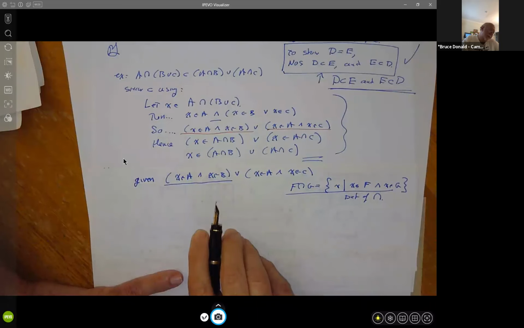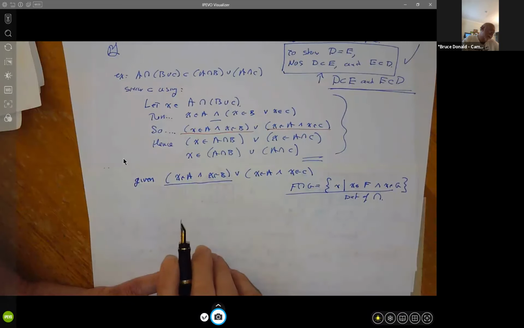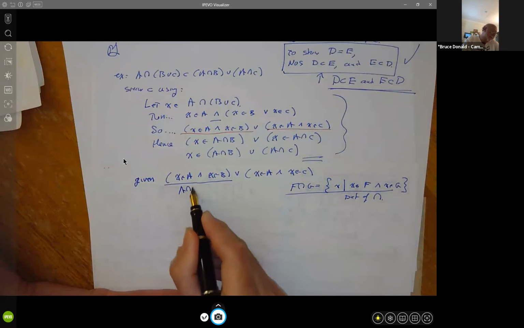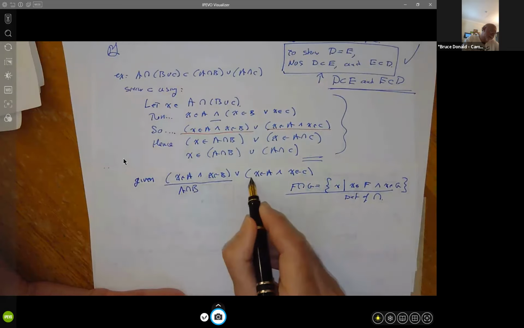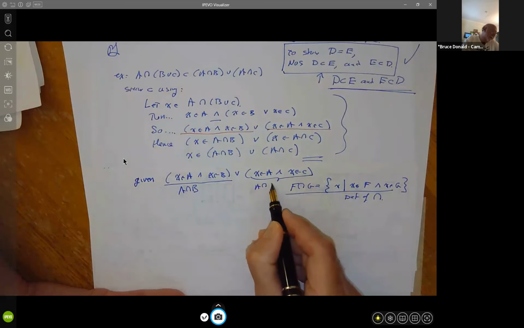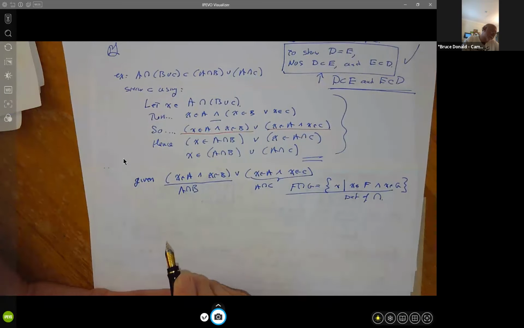X is the same. I let F be G. Sorry, I let A be F and B be G. Apply this definition, and I can immediately write this as A intersect B. And similarly over here, I can immediately write this as A intersect C, right? And I can run OR between them as before, just applying the definition of intersection.